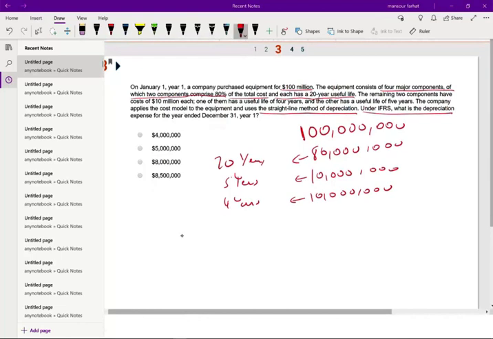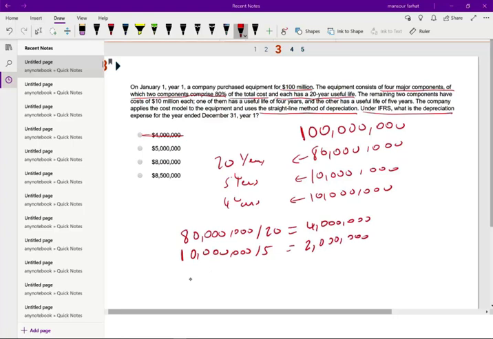Well, the depreciation expense, you're gonna do it separately. You're gonna take 80 million, which is 80% of the asset, and divide it by 20 years. That's gonna give you 4 million per year, and that's one of the answers. But that's not the answer, because you still have to depreciate the other two assets. One is for 10 million and it has a life of 5, which will give you depreciation of 2 million.